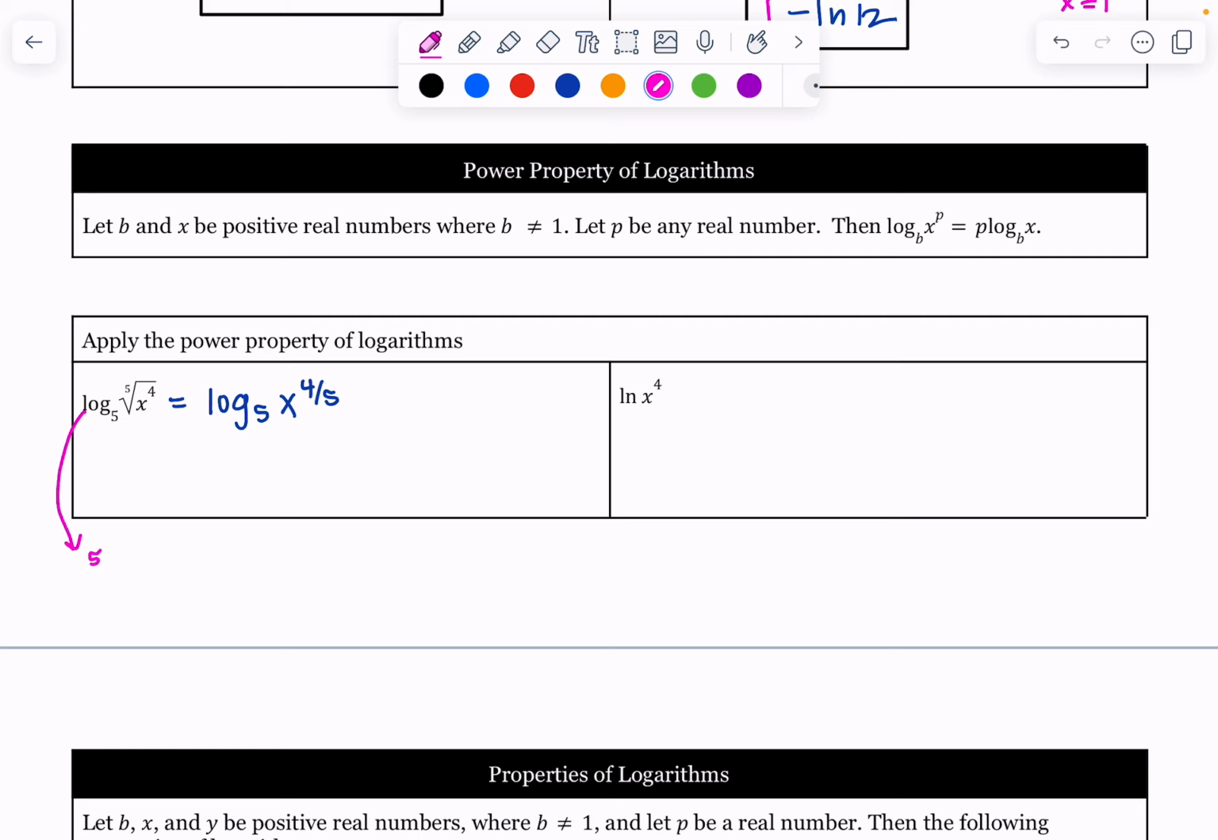If I have the fifth root of x to the fourth, this is like x to the fourth to the 1/5, which would be x to the 4/5 if you multiply here. Okay, and then the power rule says that we can take our exponent and move it into the front. So by applying the power rule, this would be 4/5 log base 5 of x.